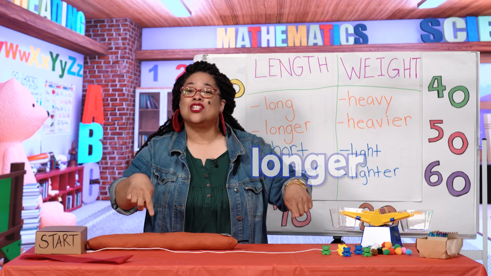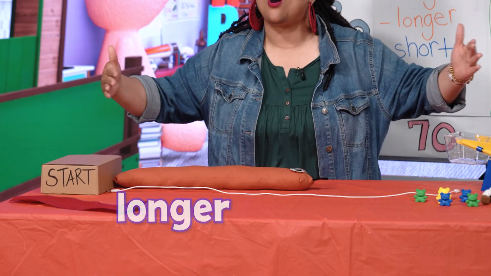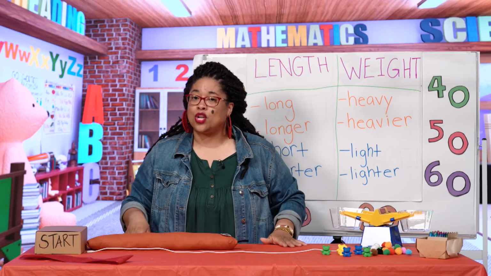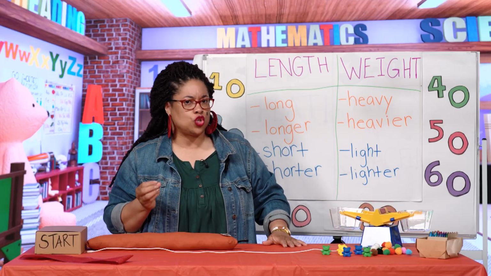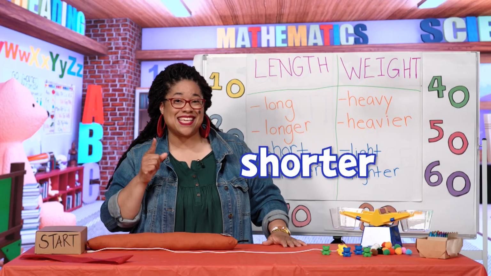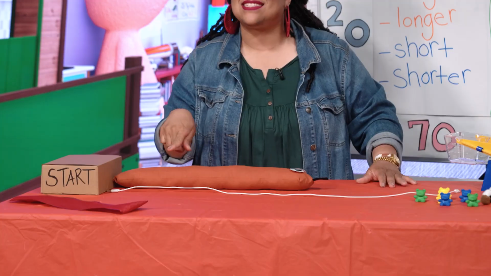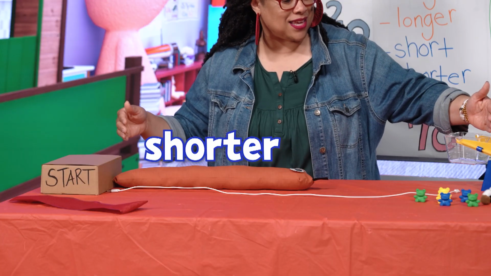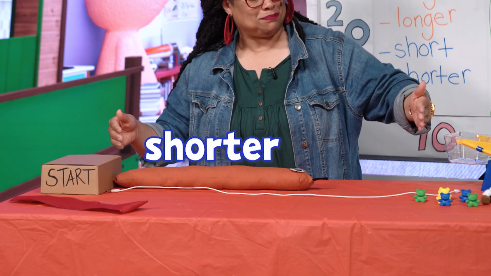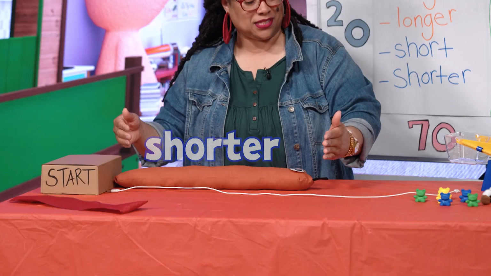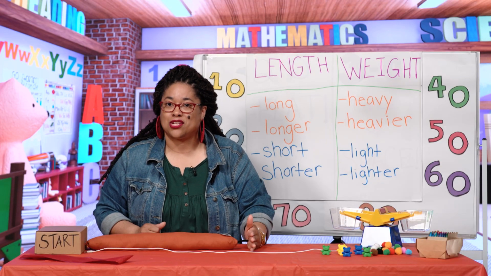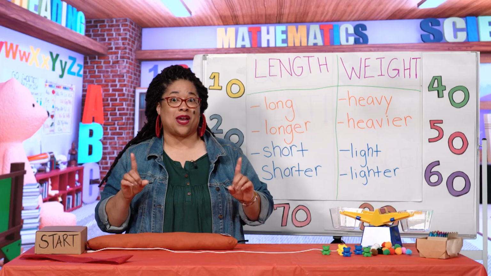Very good. The charging cord is longer. It has more to it. Very good. And which item is shorter? Yes, this time around, the snake is shorter. See, the charging cord goes all the way out to here, but the snake, you've got to pull it in some more, almost right there. Now we have a true length measurement. You guys are doing a great job.